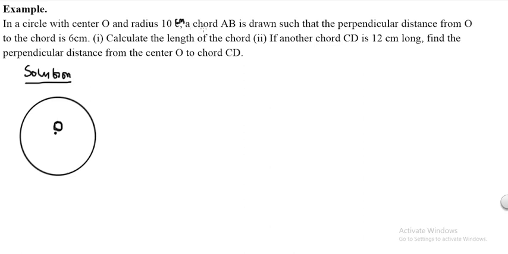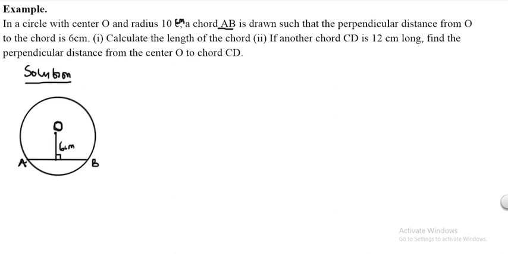A chord AB is drawn. So the name of the chord is line AB. I'll draw a chord here. Let's say this is the chord. I'll call this AB. Now the chord AB is drawn such that the perpendicular distance from O, perpendicular simply meaning a 90 degree angle distance. What they are telling us here is that the perpendicular distance, which is a straight line that bisects this chord AB, is 6 centimeters. So this is 6 centimeters.